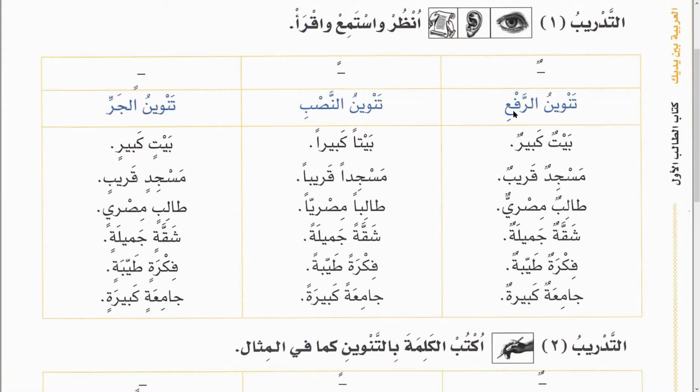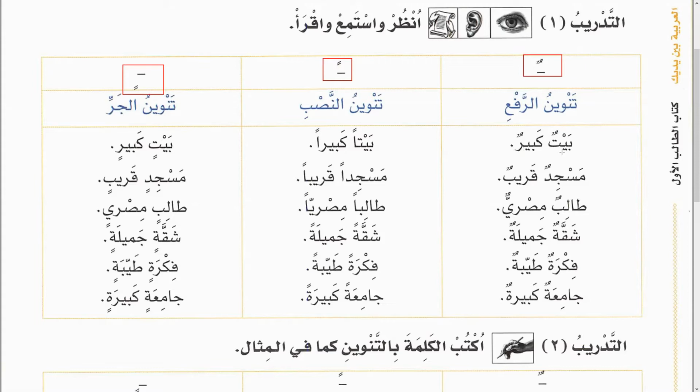So tanween al-rafa is the two dhammas. That's what we are learning. Tanween al-nasb is the two fathas, and tanween al-jar is the two kasras. Right? Tanween al-raf, tanween al-nasb, and tanween al-jar.